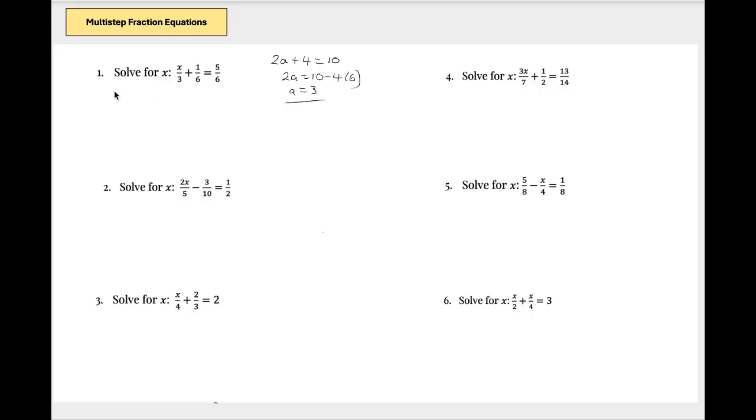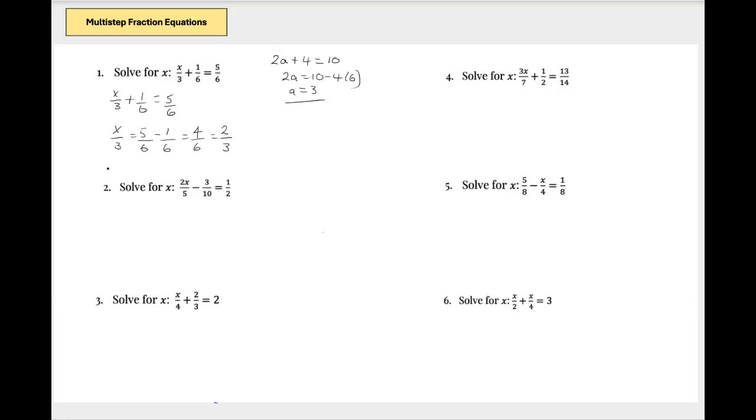So the first one, I've got x over 3 plus 1 over 6 equals 5 over 6. So using our usual routine, like I've shown you there, we're going to do x over 3 equals 5 over 6. And we're going to take our 1 over 6, but it becomes a negative. And we're then left with 4 over 6. Remember to simplify, and 2 goes into both. So that now becomes 2 over 3.